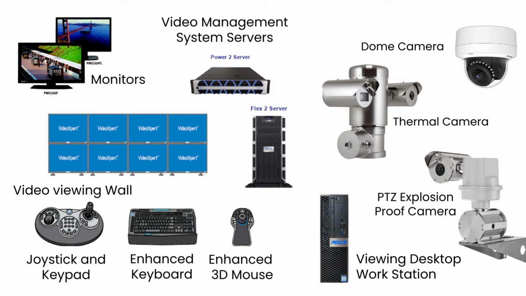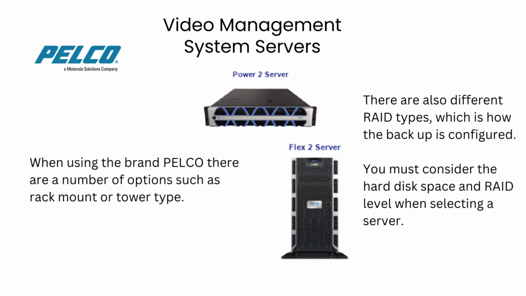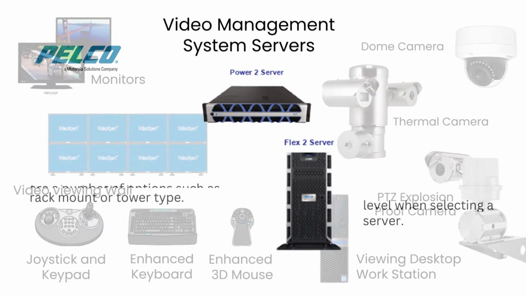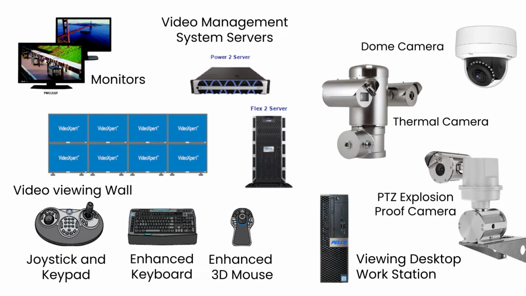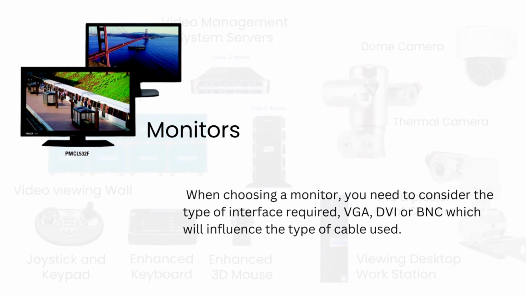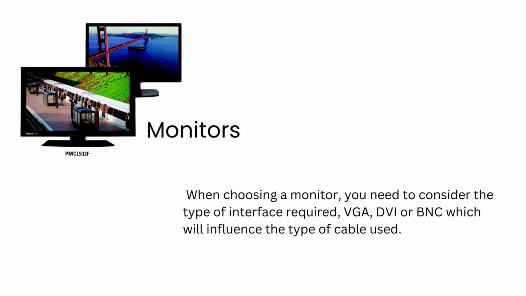Next is the video management server. When using the brand PELCO, there are a number of options such as rack mount or tower type. There are also different RAID types, which is how the backup is configured. You must consider the hard disk space and RAID level when selecting a server. Finally, we have the monitors. When choosing a monitor, you need to consider the type of interface required, VGA, DVI or BNC, which will influence the type of cable used.